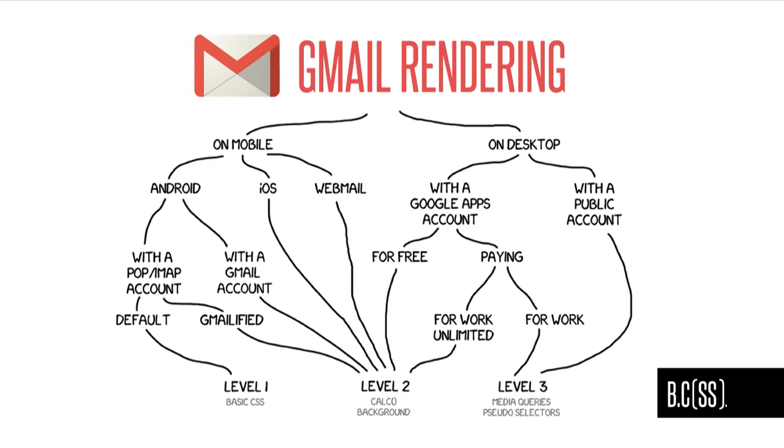Gmail, until recently, actually wasn't much better. This is a lovely flowchart that showcases the 9 different types of accounts across 3 different types of rendering for Gmail. I call this BCSS, because this was before they supported embedded CSS, which wasn't until recently. Level 1 is basically minimal inline CSS support. It doesn't even support things like background. Level 2 gets a little bit better with inline support, and level 3 has some hacks you can use to get more things to work.